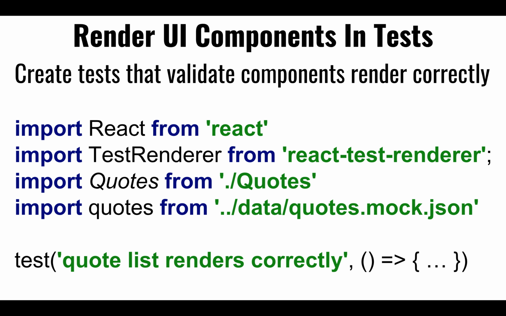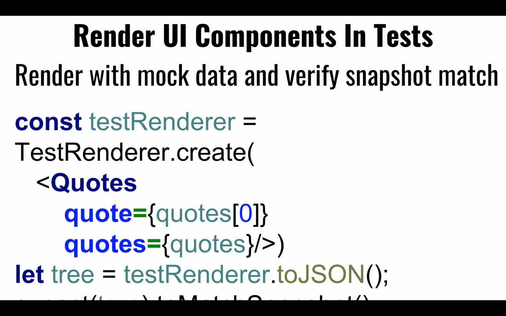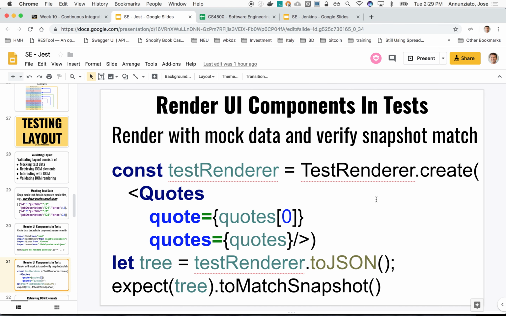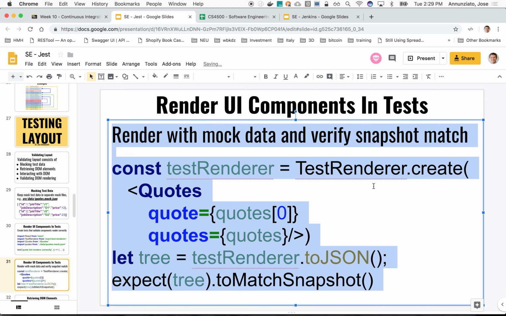So here's a test, and we're going to call it that the quote list, the list of quotes, renders correctly. That's the name of the test, and the implementation. Oops. Why is it not rendering correctly?